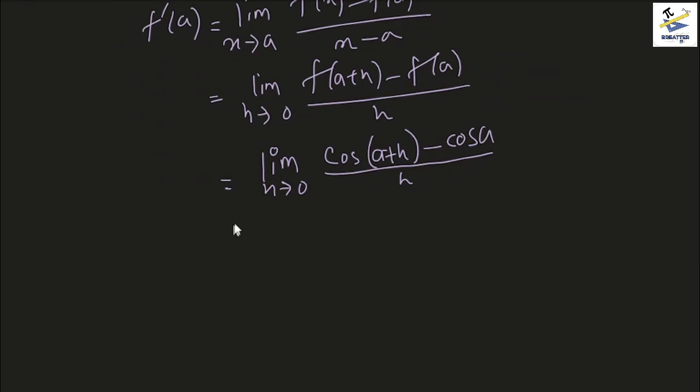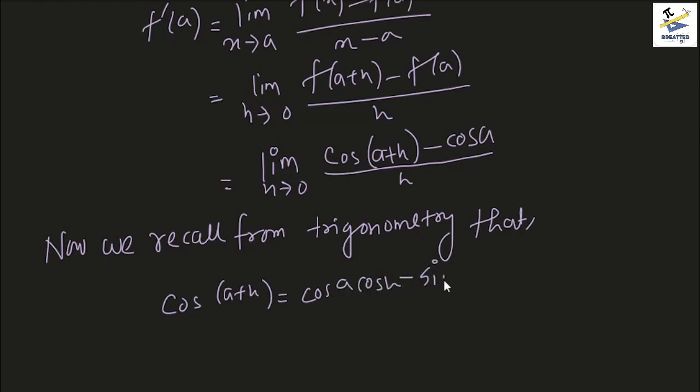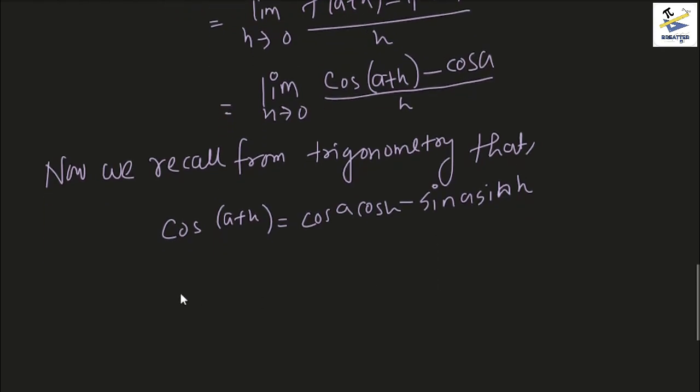So this means now we have to use the formula. Now, from trigonometry, cos of a plus h is equal to cos a cos h minus sin a sin h. Using this formula, what we can do is as follows.